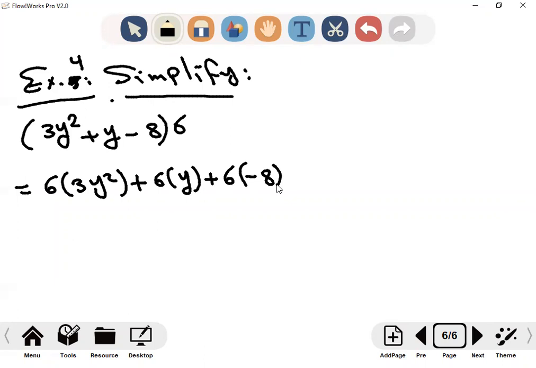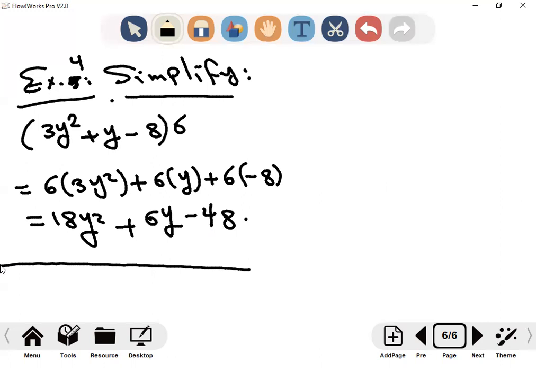Okay, like this? Let's go. This is equal, number by number, the variable comes down. 6 by 3, 18y to the power of 2, plus 6 by y, 6y, plus 6 times negative 8, negative 48. Done? Did we understand? Do you understand, Abdullah? Okay, this is example 4.